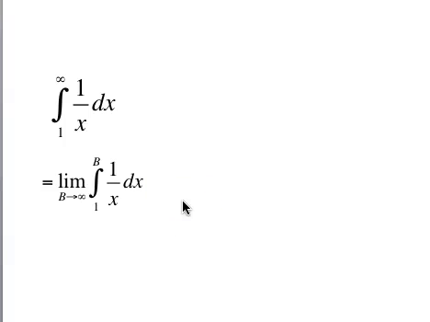Well, the integral of 1 over x is the natural log of the absolute value of x. So we have the limit as b goes to infinity, natural log absolute x, as x goes from 1 to b. Plugging in b, natural log b, minus plugging in 1, natural log 1.